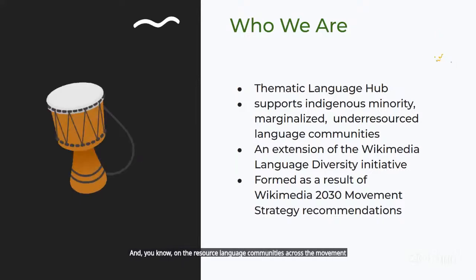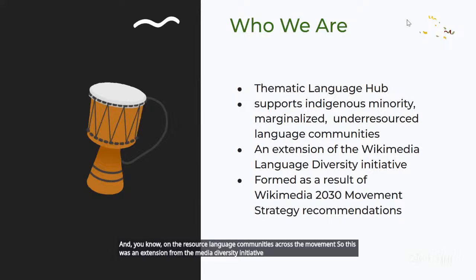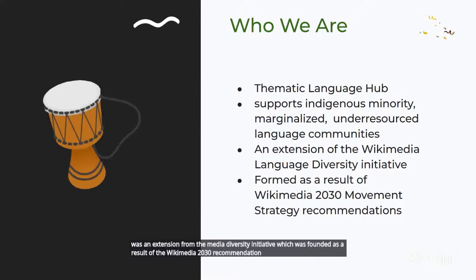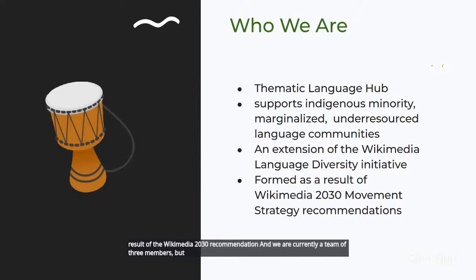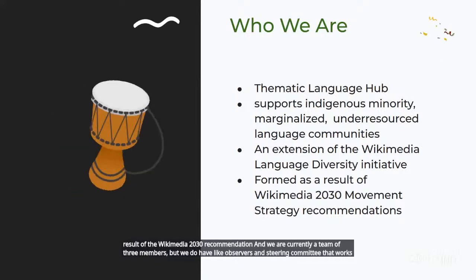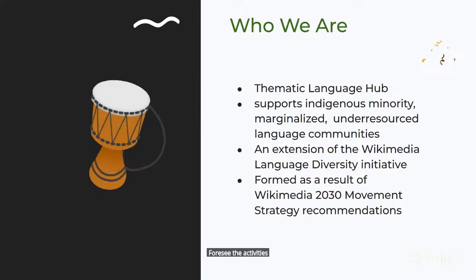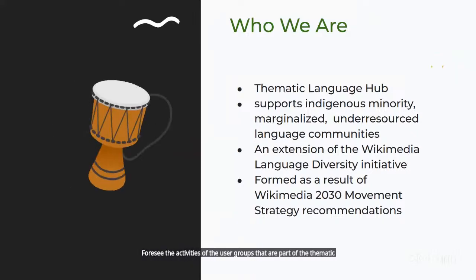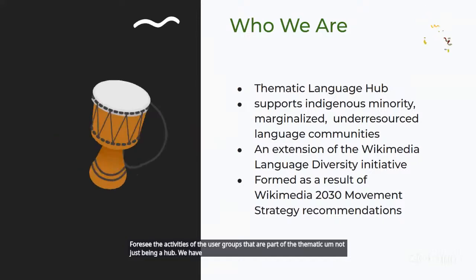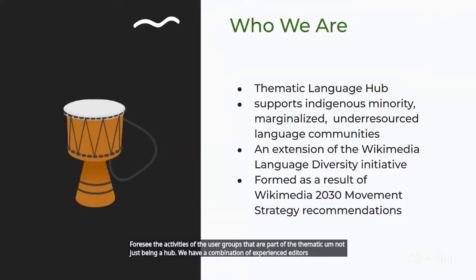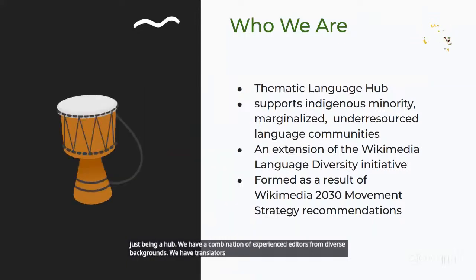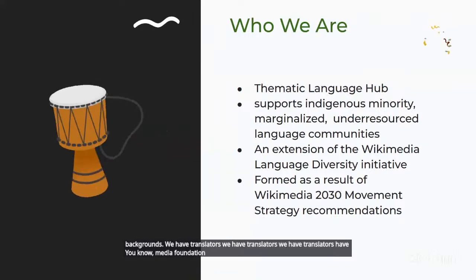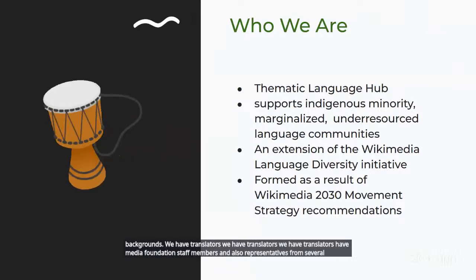So this was an extension from the Wikimedia Diversity Initiative, which was founded as a result of the Wikimedia 2030 Movement Strategy Recommendation. And we are currently a team of 3 members, but we do have observers and a steering committee that works to oversee the activities of the user groups that are part of the thematic hub. So not just being a hub, we have a combination of experienced editors from diverse backgrounds. We have translators. We have Wikimedia Foundation staff members, and also representatives from several affiliates. I'll be sharing more about these affiliates that are currently supporting us.